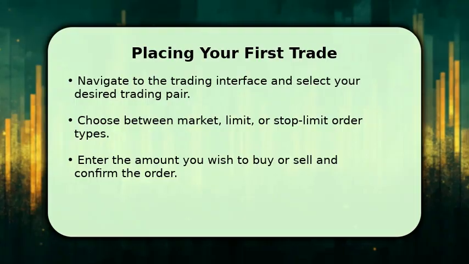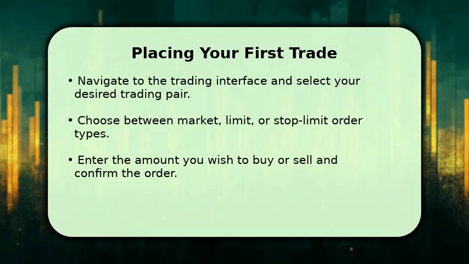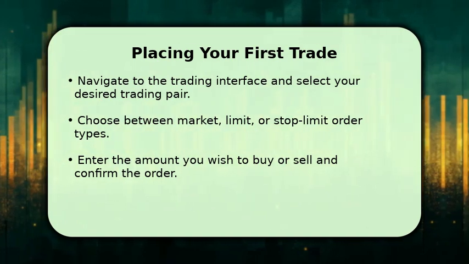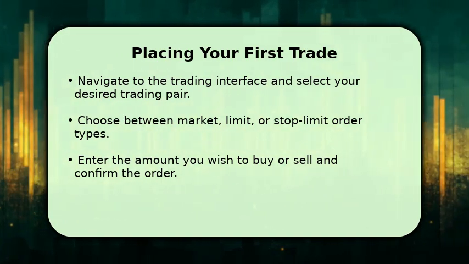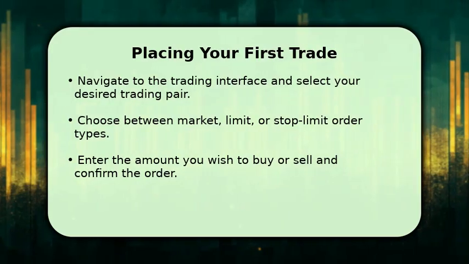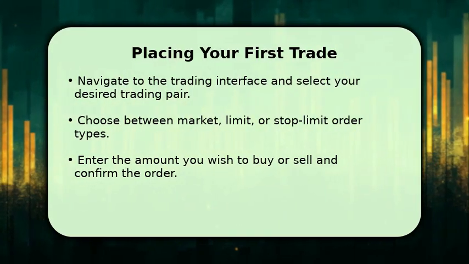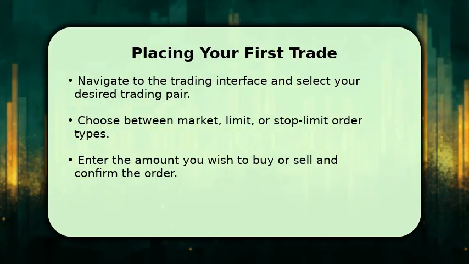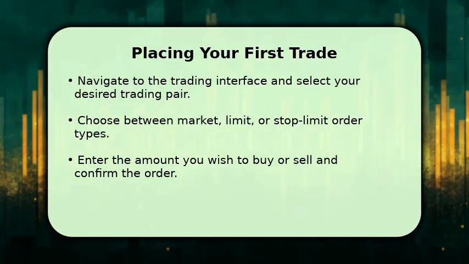Now for the exciting part, placing a trade. Head over to the trading interface and select the cryptocurrency pair you wish to trade, such as Bitcoin versus US dollar. You can choose from different order types: a market order for immediate execution, a limit order to set a specific price, or a stop limit order for more advanced strategies.